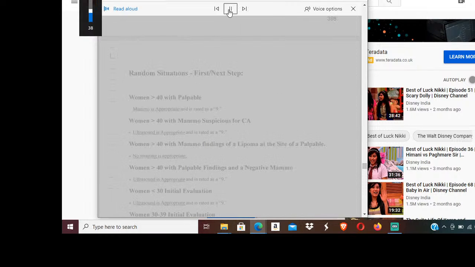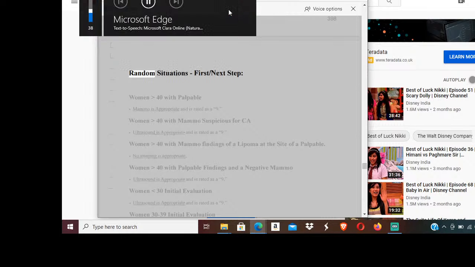398. Random situations, first/next step. Women over 40 with palpable finding, mammo is appropriate and is rated as a 9. Women over 40 with mammo suspicious for CA, ultrasound is appropriate and is rated as a 9. Women over 40 with mammo findings of a lipoma at the site of a palpable finding, no imaging is appropriate. Women over 40 with palpable findings and a negative mammo, ultrasound is appropriate and is rated as a 9.